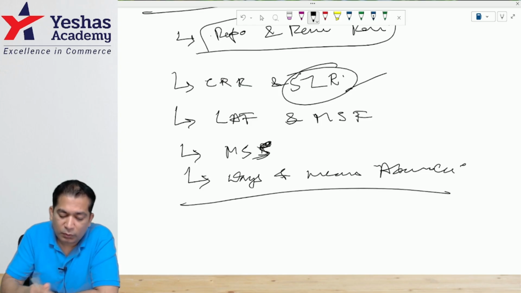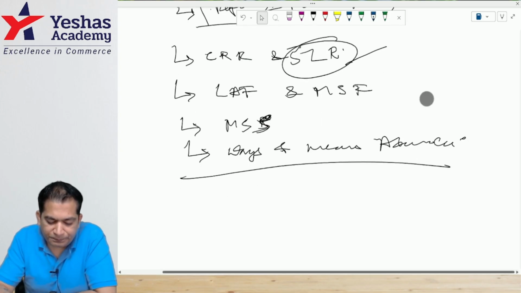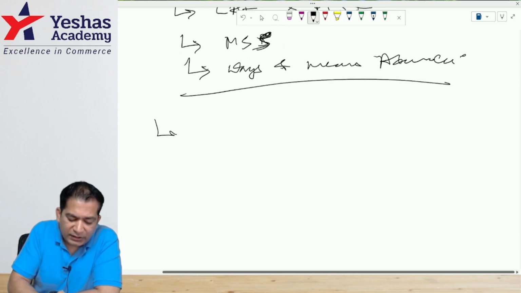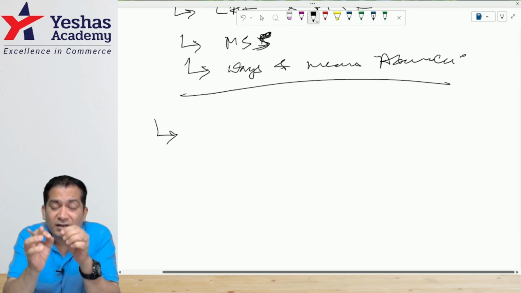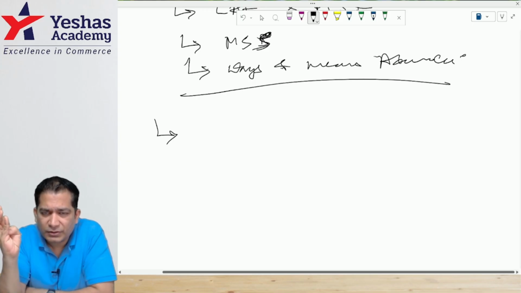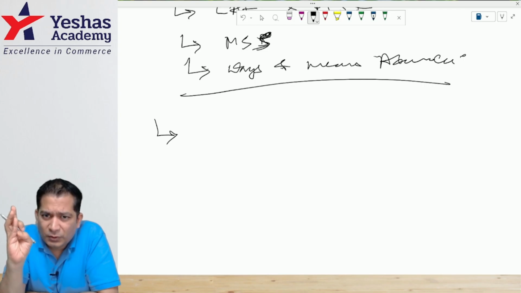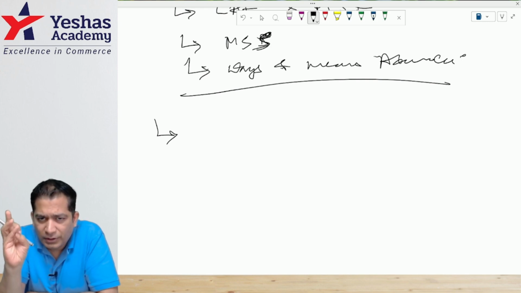So this is more than enough if you cover from monetary policy. When it comes to international trade, please remember the advantages and disadvantages of international trade. Then in the theories, mercantilist theory, theory of absolute and comparative advantage, and factor endowment theory are very, very important.